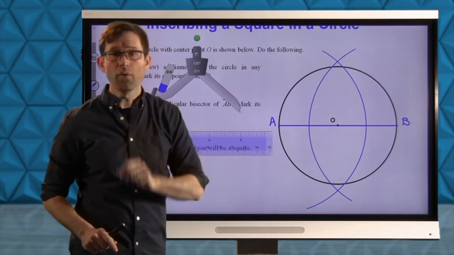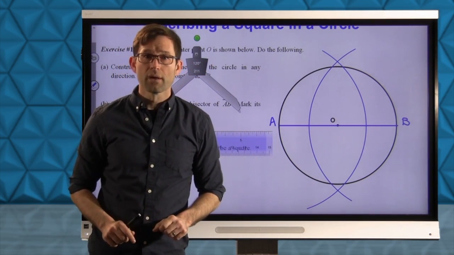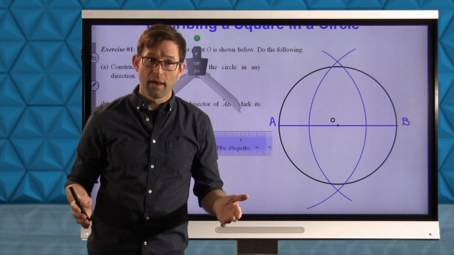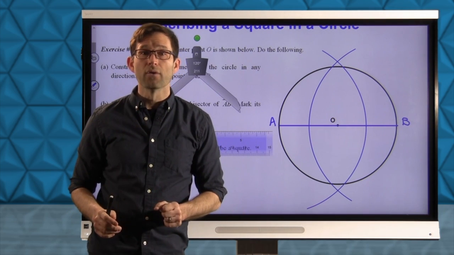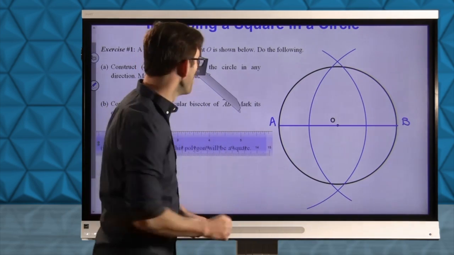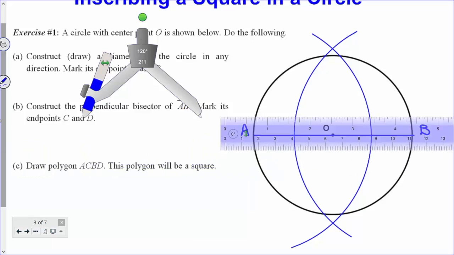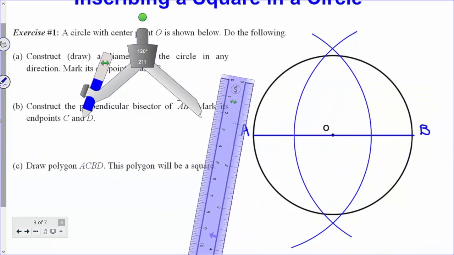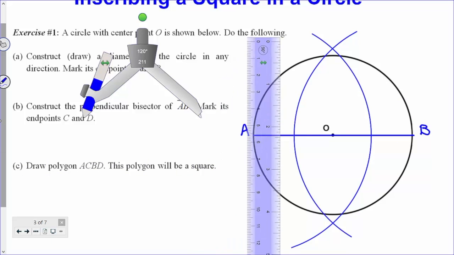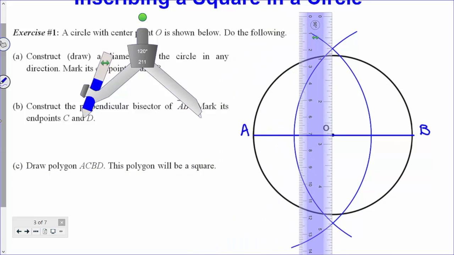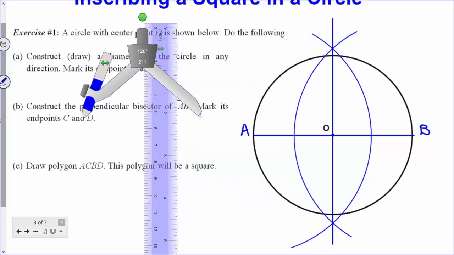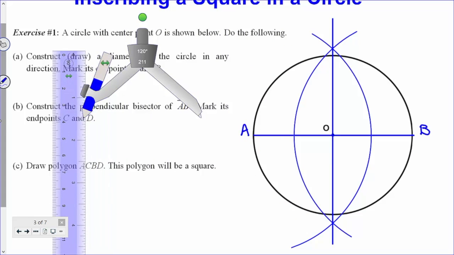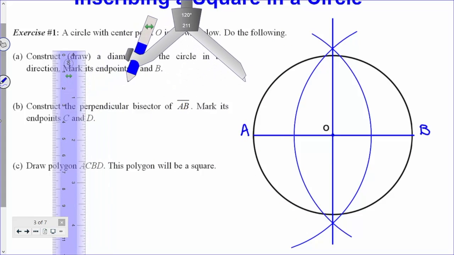Okay, which means that both of those lie on the perpendicular bisector of segment AB, so all we need to now do is connect them with a line segment. So let's bring our straight edge up, rotate it, and draw that perpendicular bisector.